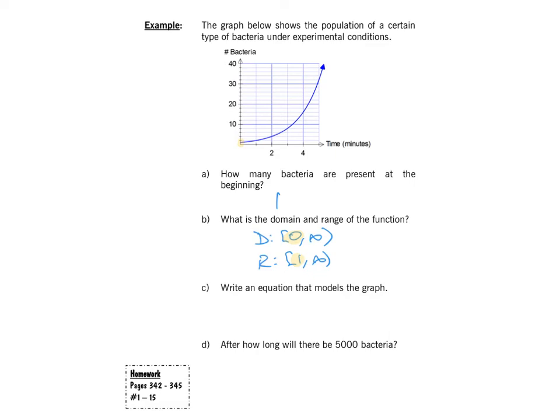Both time can go to infinity unless otherwise told, and also the number of bacteria can grow that big. Okay, and write an equation that models this graph.